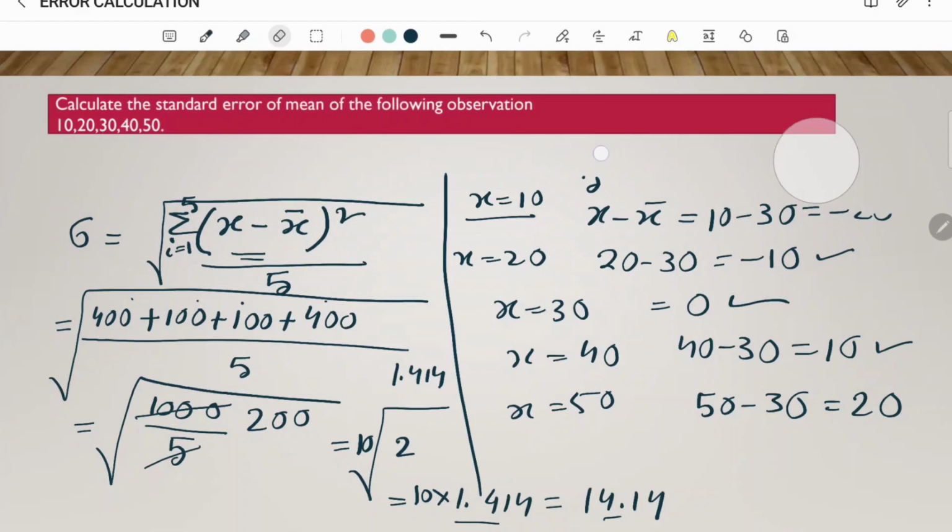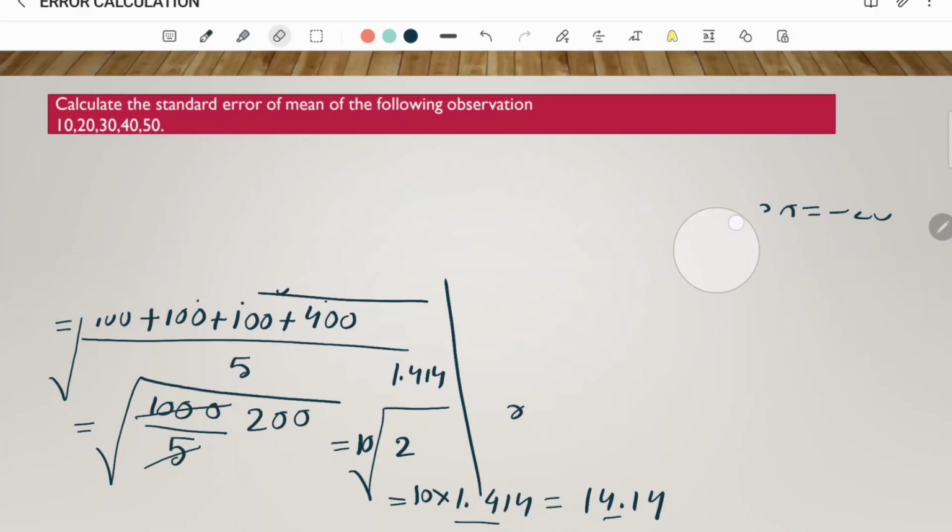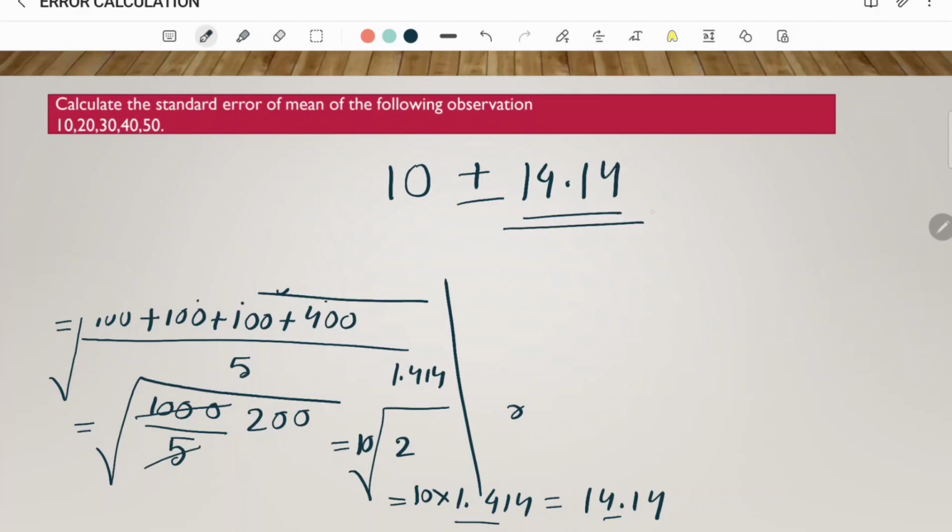Thus we should know that if in this scale we are taking a measurement as 10, then this 10 might fall in the range of this. So there is an error of the order of this in our measurement.